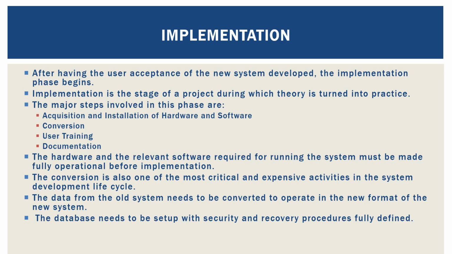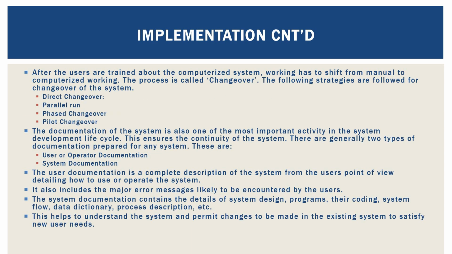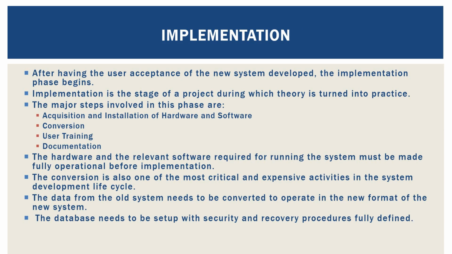Then from there, after successful testing, particularly the user acceptance test of the new system, the implementation phase begins. So implementation is where theory is turned into practice. The major steps involved in this phase are, number 1, acquisition and installation of hardware and software. We need to acquire and install the hardware required. We need conversion. This conversion, how are we migrating from the old system to the new system? Then you need also to train your users how to use the system. And lastly, you need to document the system.